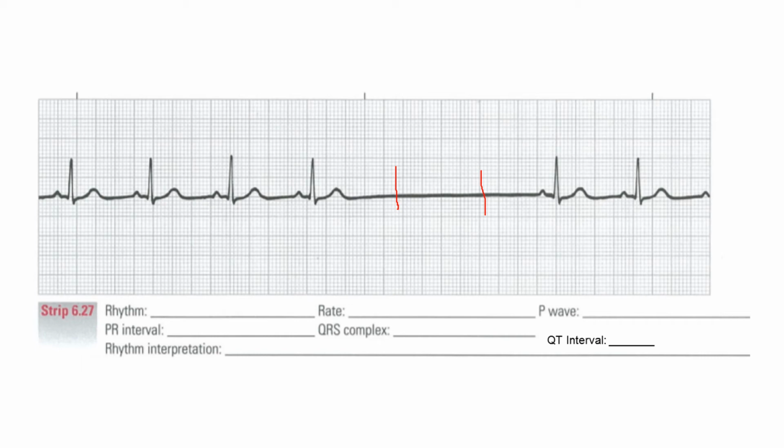So when you have a sinus exit block or any pause, we want to measure the pause. When you measure the pause, you count how many boxes between this R and this R. You got 5, 10, 15, 20, 25, 30, 35, 40, 45, 50, 55, 60, and 1, 2, 3. So you have 63 boxes. You multiply that by 0.04, and you have a pause of 2.52 seconds. Sorry, it's not very neat, but that would be your pause, and you would report that.